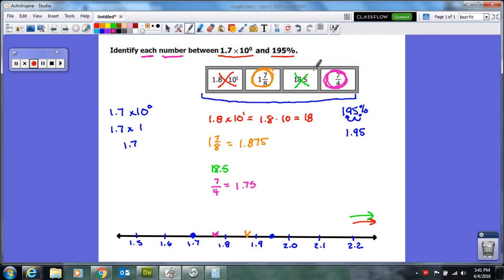So please, when you're doing problems like this, be very careful to check to make sure every possible answer is considered.